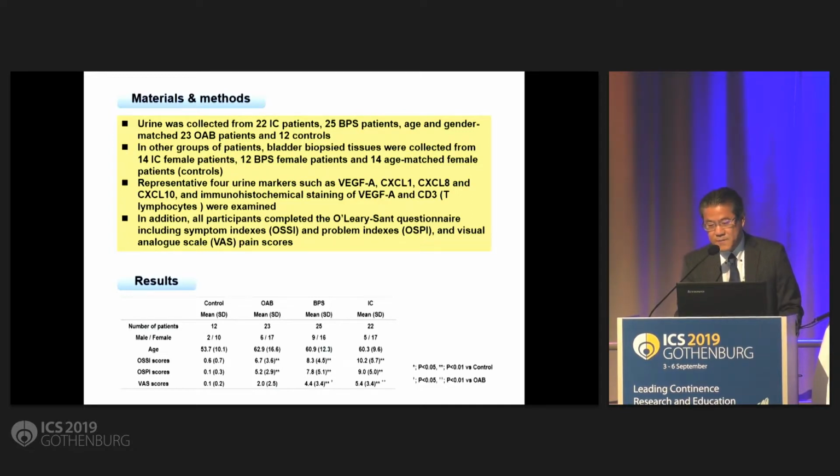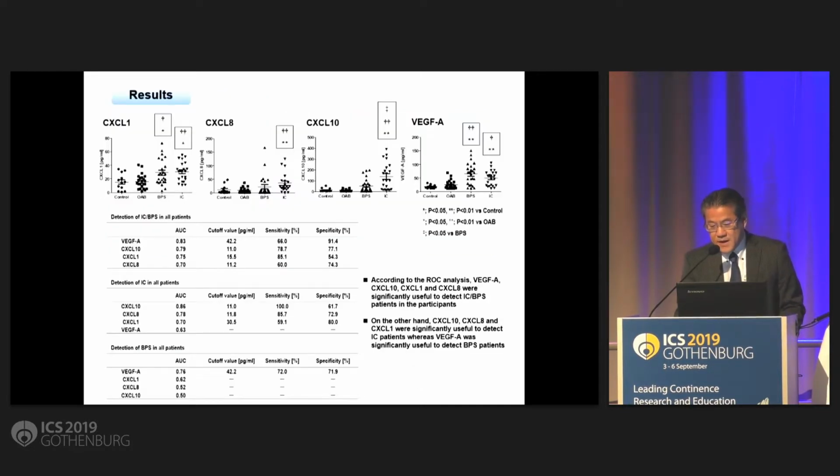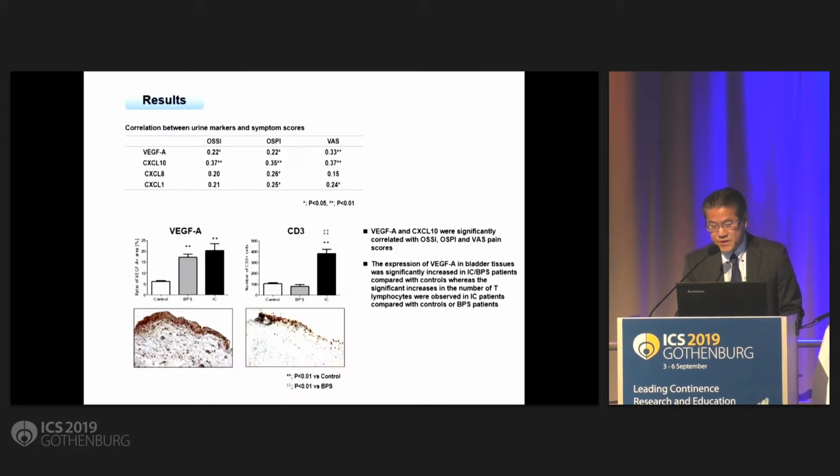14 age-matched female patients. According to the ROC analysis, VEGF-A, CXCL10, CXCL1, and CXCL8 were significantly useful to detect IC-BPS patients in all participants. On the other hand, CXCL10, CXCL8, and CXCL1 were significantly useful to detect IC patients, whereas VEGF-A was significantly useful to detect BPS patients.